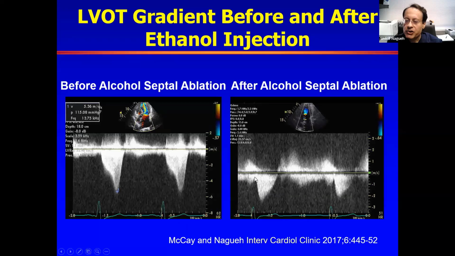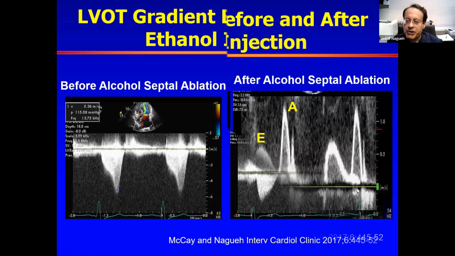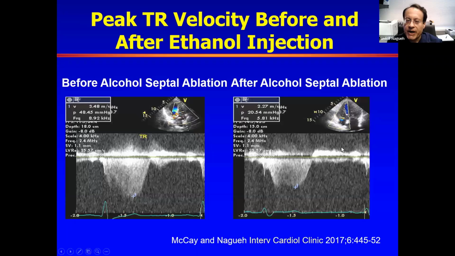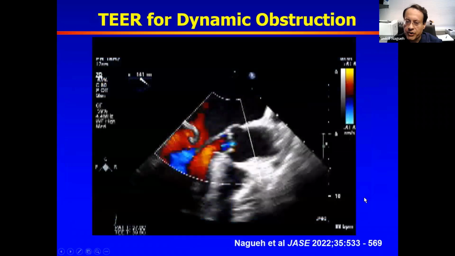After the alcohol ablation, you see early peaking, not late peaking, indicating abolition of obstruction. Look at the mitral inflow, which was pseudo-normal, and now marked reduction in mitral E velocity, corroborated with a decrease in the peak tricuspid regurg velocity, corresponding to a decrease in RV-RA pressure gradient from 49 millimeters mercury to only 21 millimeters mercury.